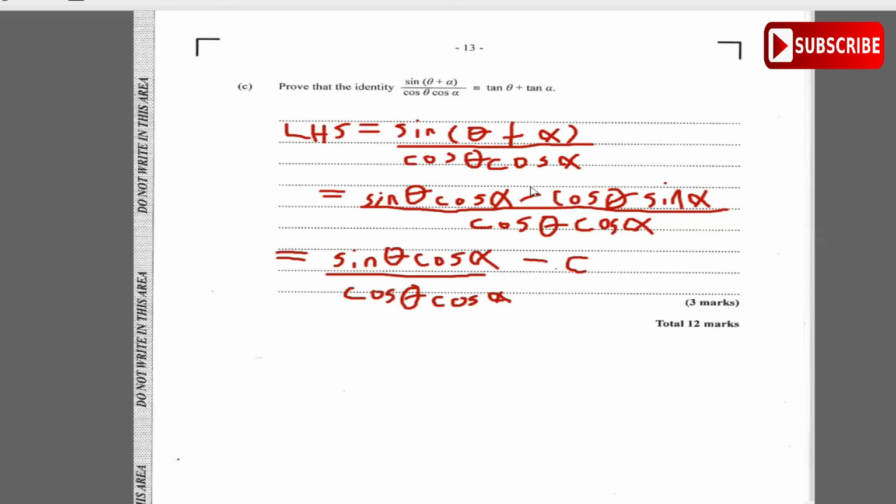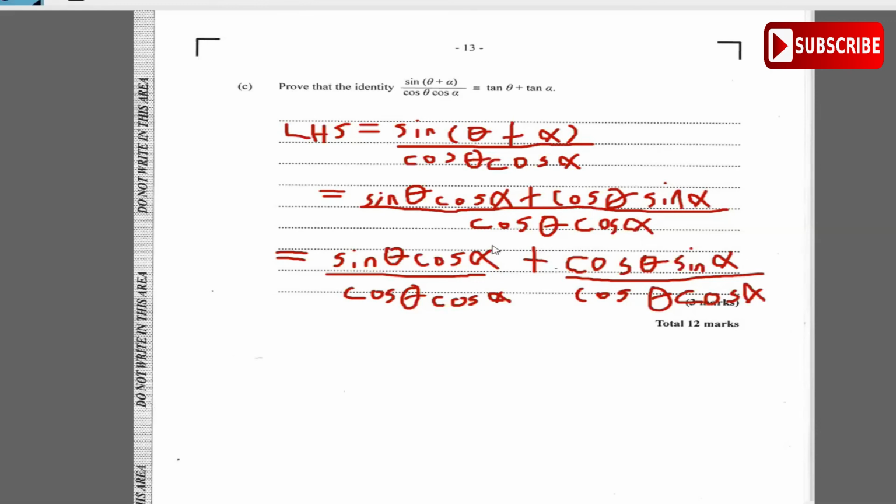Why is this minus? This should be plus. Sine of A plus B, this should be plus. Cosine of theta times the sine of alpha over cos theta cos alpha. Now that we have this, all you're required to do is cancel.